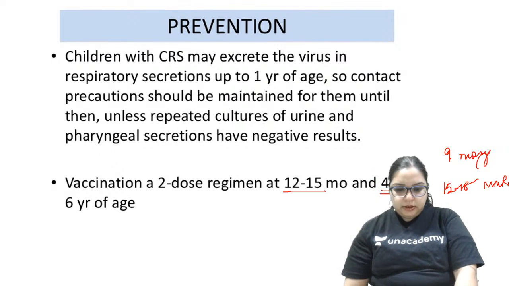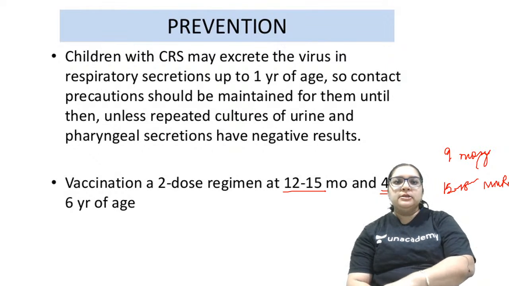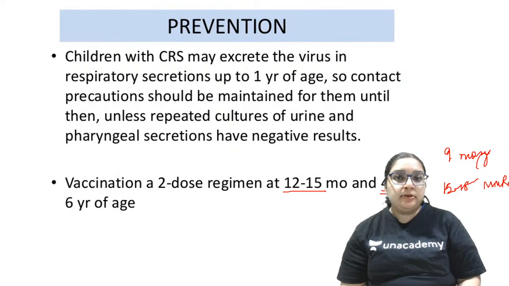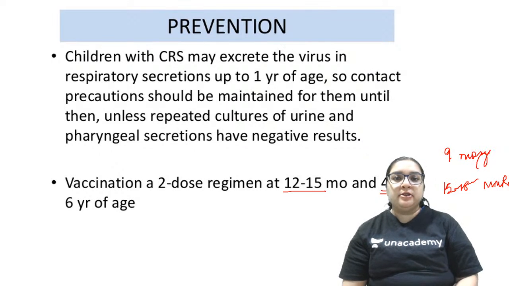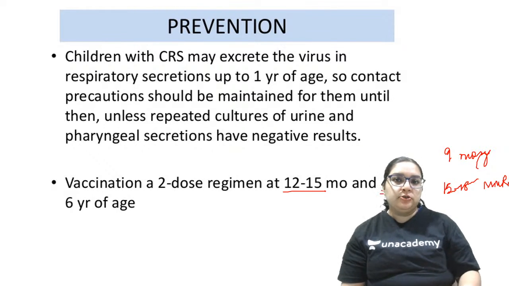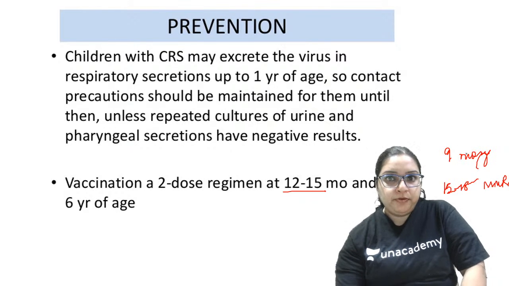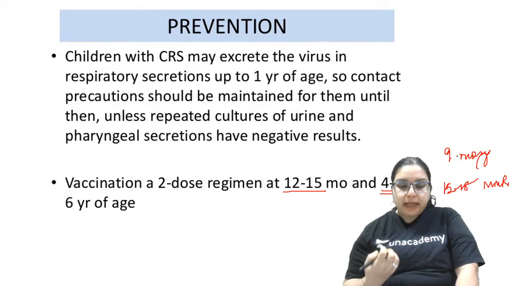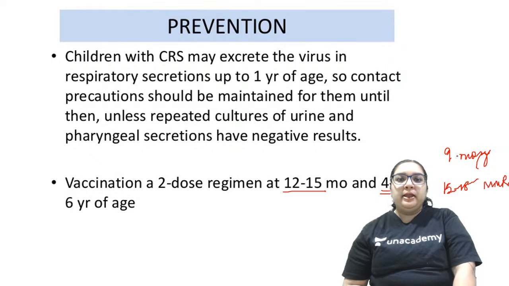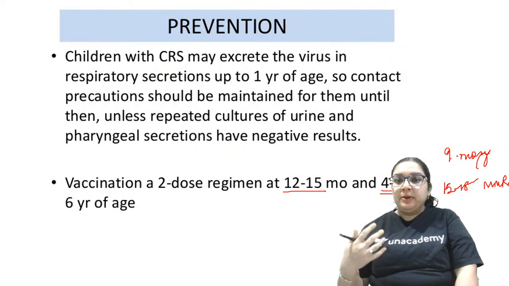Fair enough. So that's a new recent advance. Now the second is children with congenital rubella syndrome may excrete the virus in the respiratory secretions up to 1 year of age. So contact precautions should be maintained for them. This is very important from MCQ point of view also. Contact precaution should be maintained until repeated cultures of urine and the pharyngeal secretions have been negative.